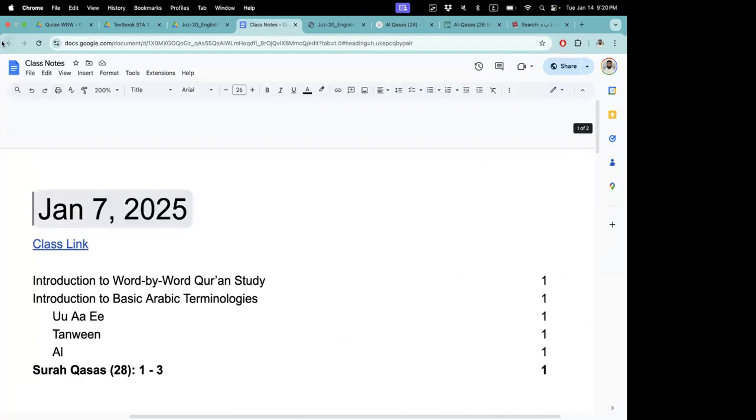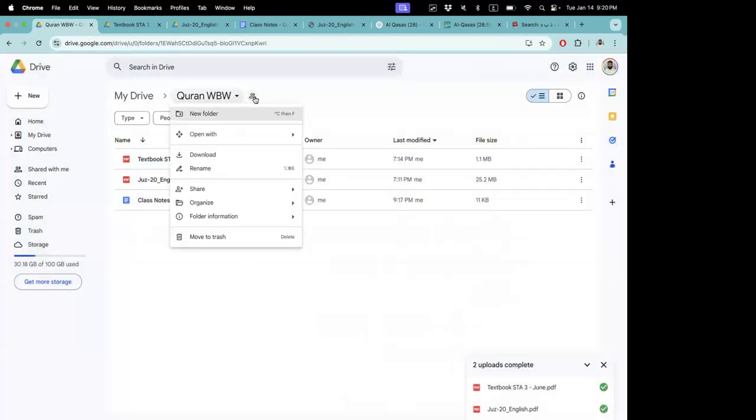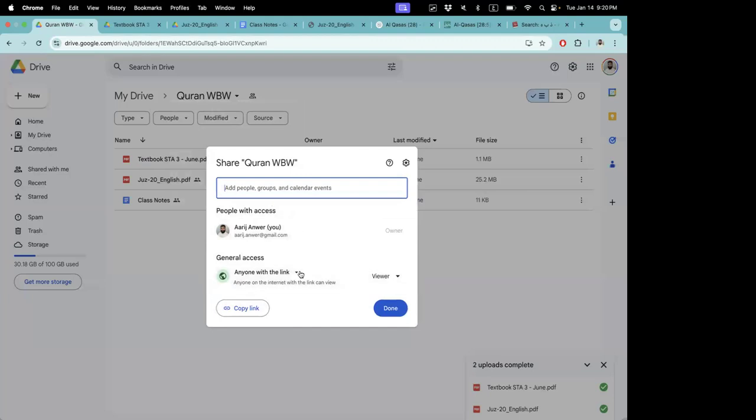They'll be in this folder here. SubhanAllah, I thought there was a folder right there. Yes, this folder that I have shared with everybody. Okay, once you have the link, inshallah, you should be able to access these files and view them.